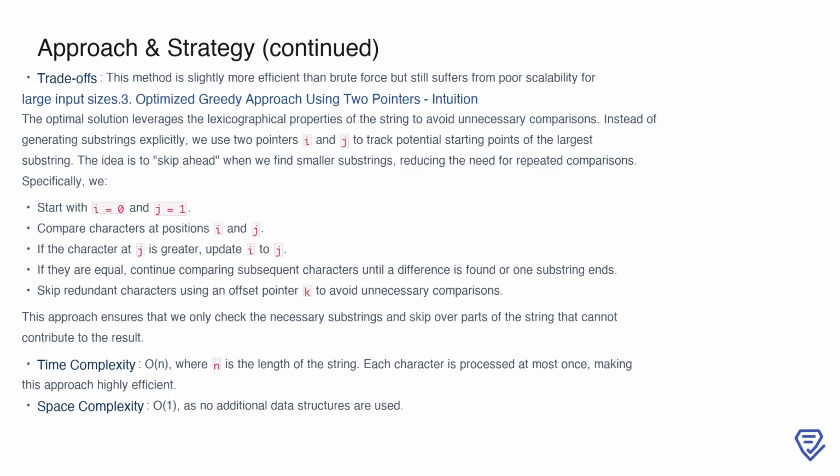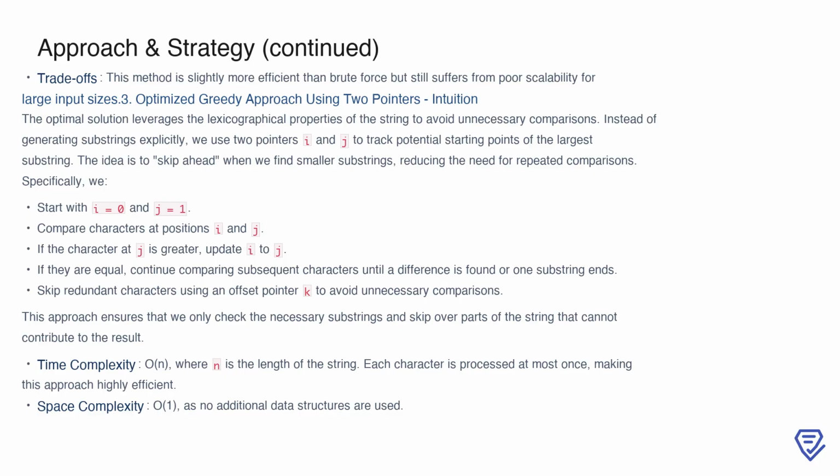To address these limitations, we turn to a more optimized solution, the greedy approach using two pointers. This method takes advantage of the lexicographical properties of the string to minimize unnecessary comparisons. Here's how it works. We use two pointers, i and j, to track potential starting points of the largest substring. Starting with i at 0 and j at 1, we compare the characters at these positions. If the character at j is greater, we move i to j since we've found a better candidate. If the characters are equal, we continue comparing subsequent characters until a difference is found or one substring ends. Additionally, an offset pointer k helps us skip redundant comparisons entirely.